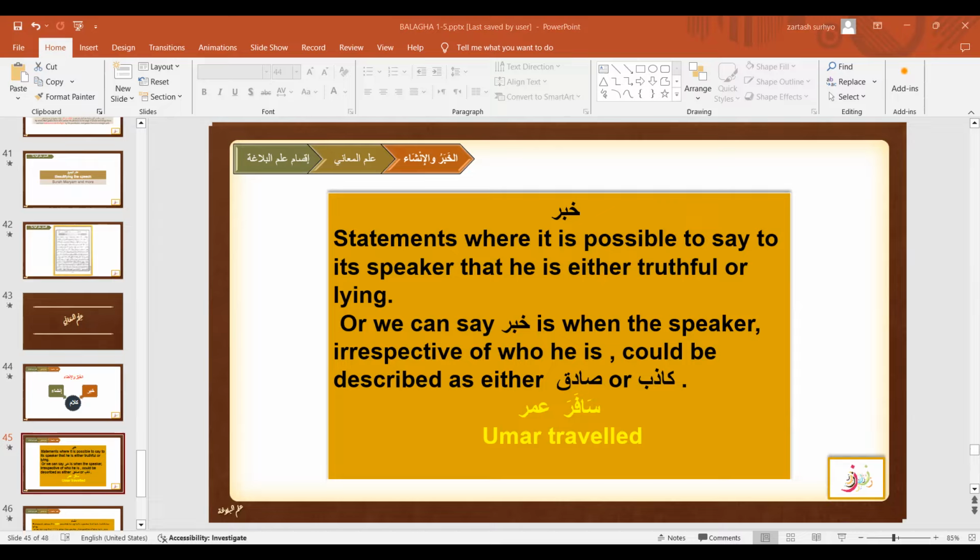So you can say khabar are all of those statements or all the speech in which there is a possibility in which you can say that the speaker, or whoever the informer is, is telling us the truth or he is telling us a lie. So he can be a kazib or he can be a sadiq.